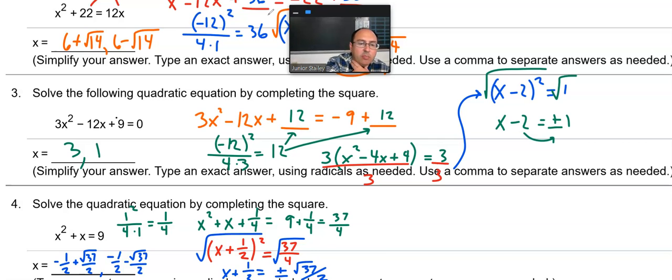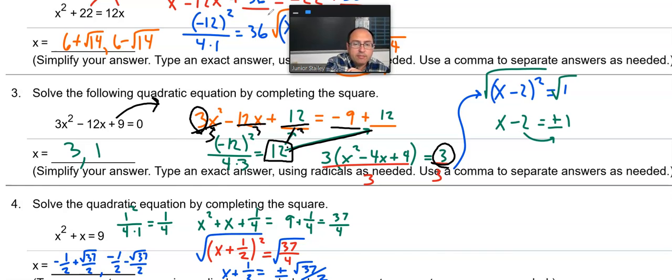Let's see here. Push the 9 over to the other side. There, got that part. B squared over 4 times A gave me 12. So now I know what to add to both sides, right? 12. That gives me a positive 3 on the right side. We want to factor out a 3. Everything, we're going to pull a 3 out of every one of those. So divide by 3, divide by 3, divide by 3. So that gives me x squared minus 4x plus 4.